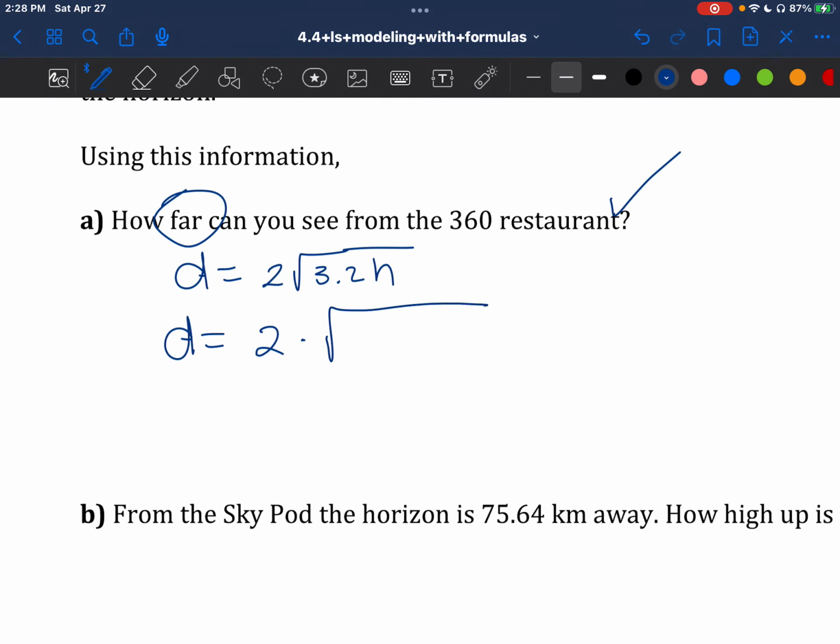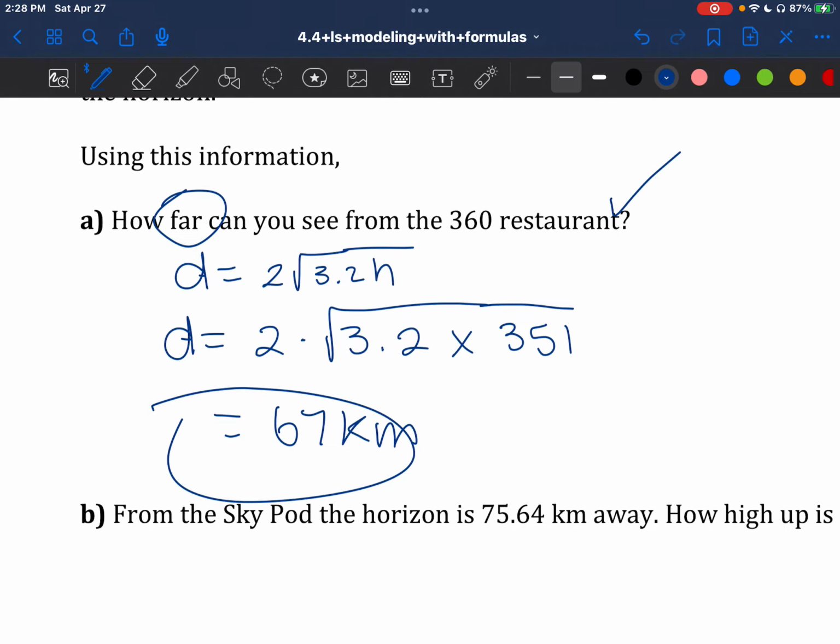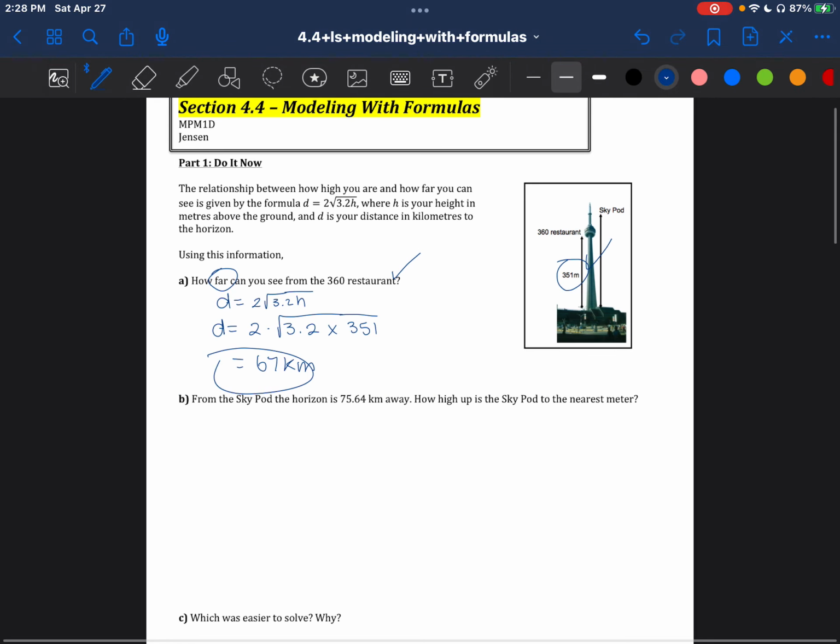d equals 2 times square root of 3.2 times 351. And that equals 67 kilometers. There we go. Now, from the sky pod, the horizon is 75.64 kilometers away. How high is the sky pod?